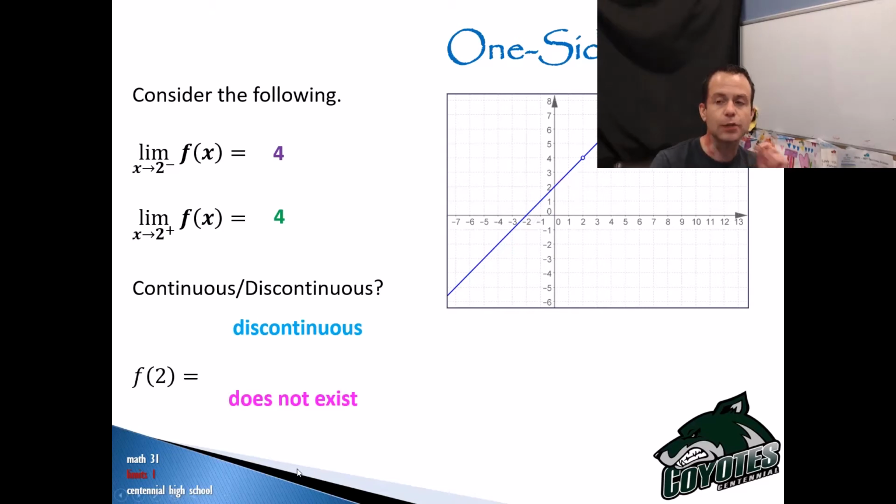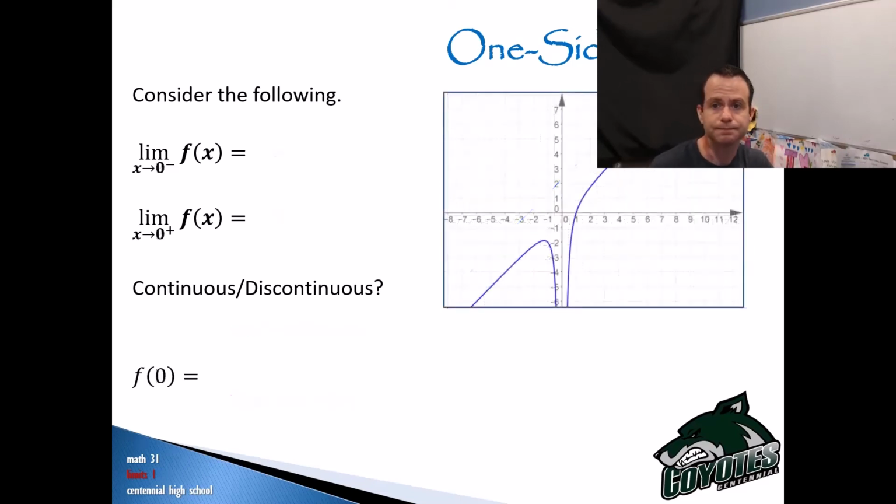Okay, so I was leading you up to this conversation, and it's not just the limit on the left has to equal the limit on the right. The limit on the left has to equal the limit on the right, which also has to equal f of whatever that is, okay? You need to have that trifecta. If all three are there, then you have a continuous graph. If one of those is not the same, then you have a discontinuous graph, okay?